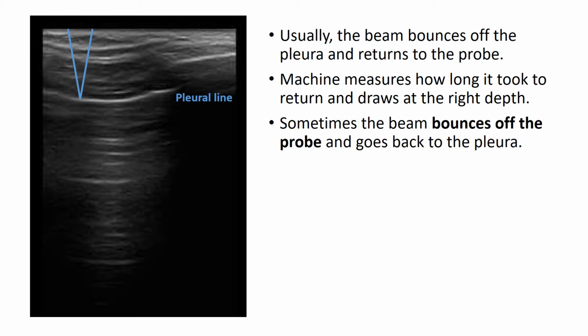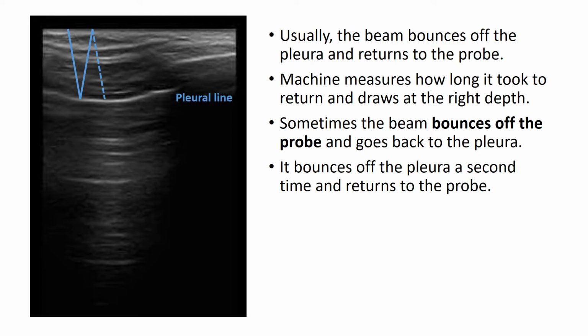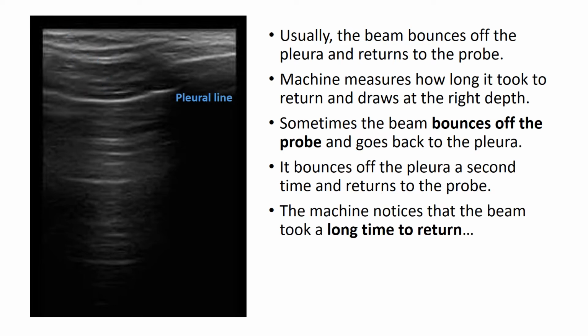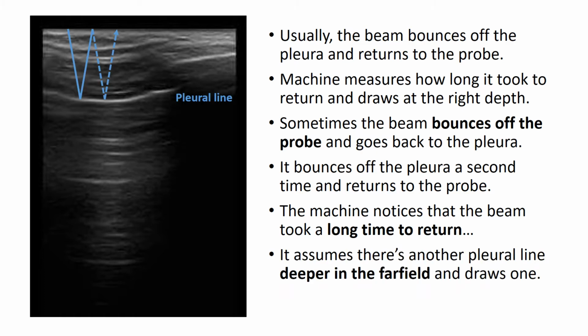Now, occasionally what will happen is the beam will bounce off the probe, and then it'll go back to the pleura for a second trip. It then bounces off the pleura a second time and then comes back to the probe. And the machine notices that that beam actually took a really long time to return. So it assumes that there's another pleural line deeper into the far field, and it draws one somewhere around there. And that's not real. That's a separate artifact that we would call an A-line.